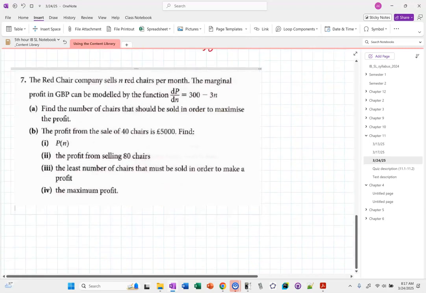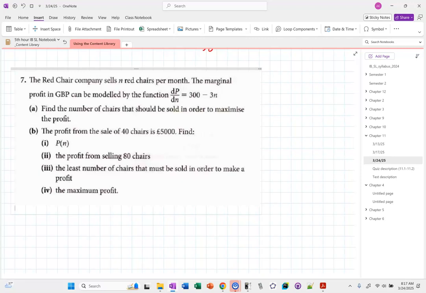The Red Chair Company. I wonder what they sell. Sells N red chairs per month. The marginal profit in GBP, I think that's probably Great British Pounds, would be my guess. Is that what that stands for? Can be modeled by the function dp/dn equals 300 minus 3n. Find the number of chairs that should be sold to maximize profit.